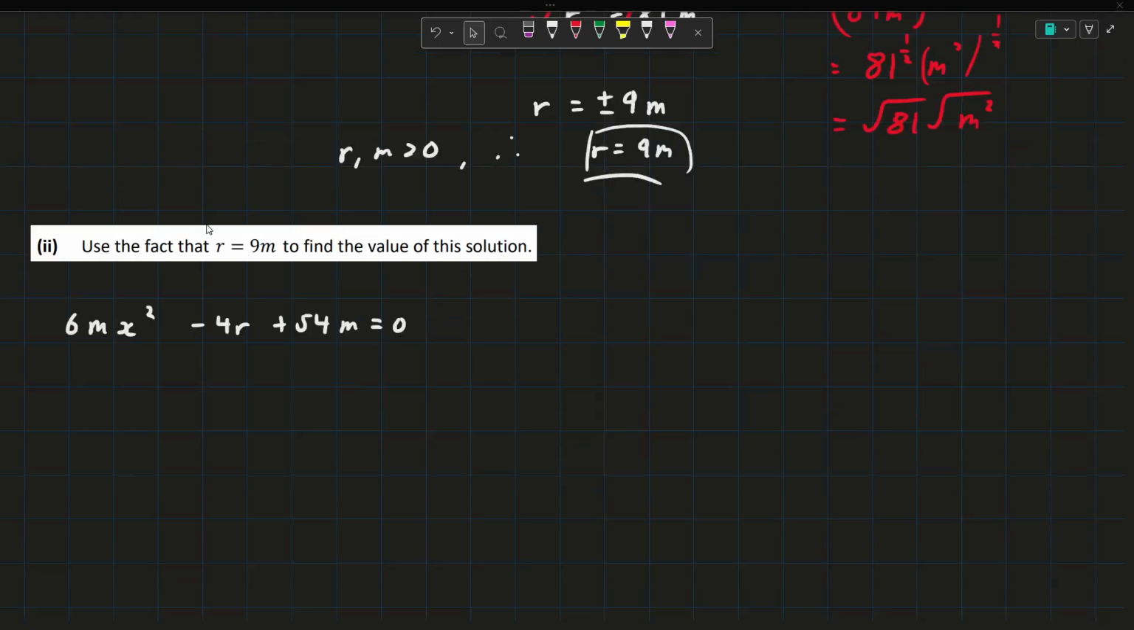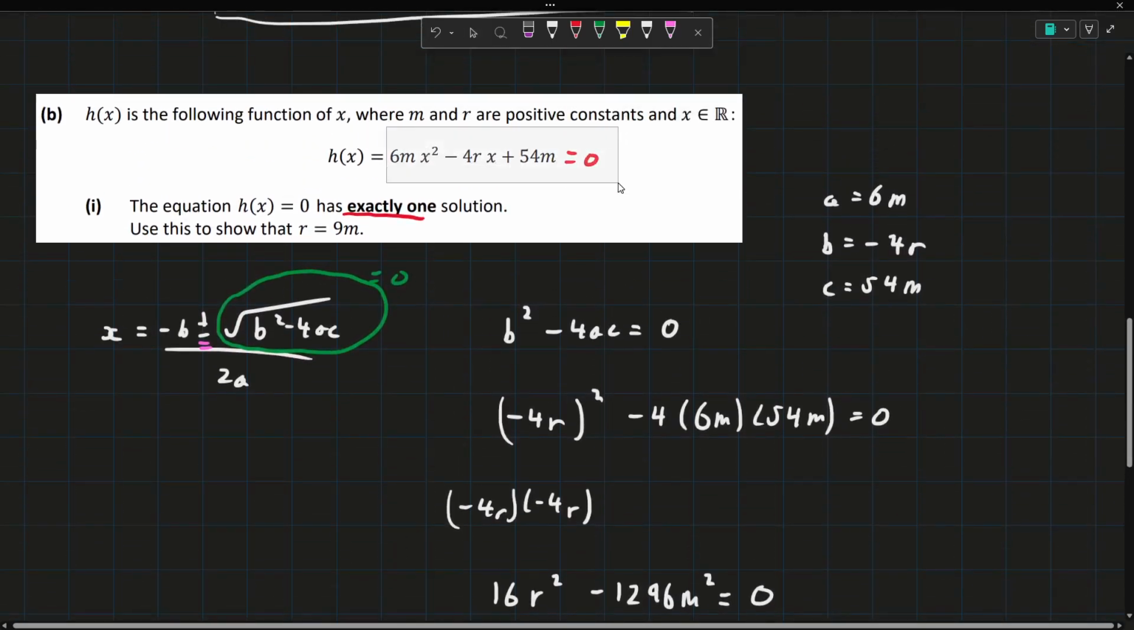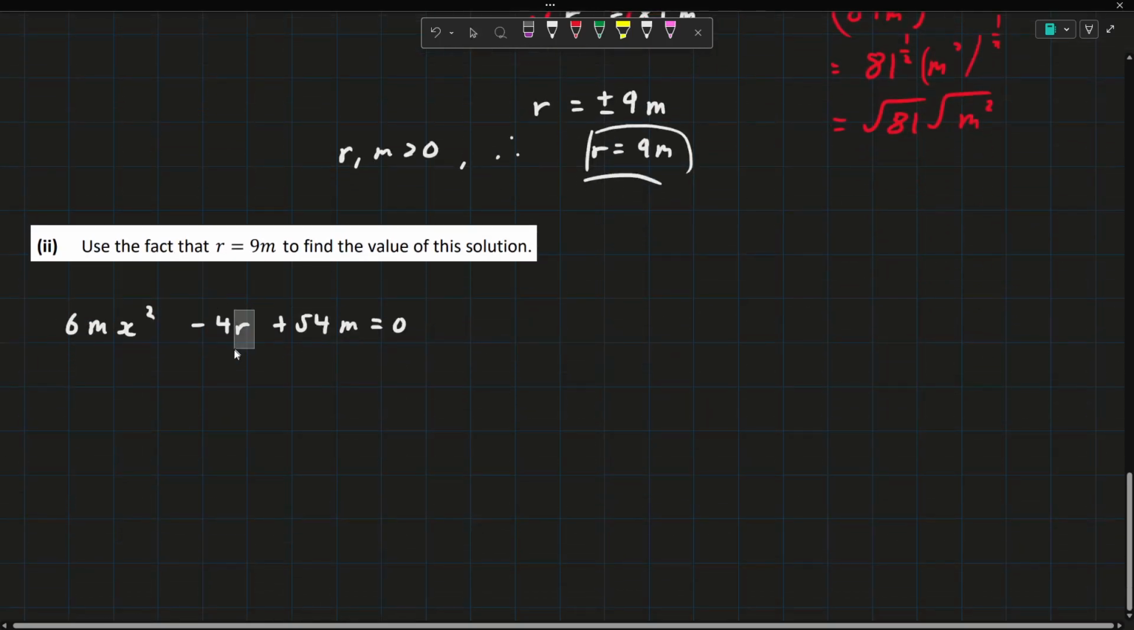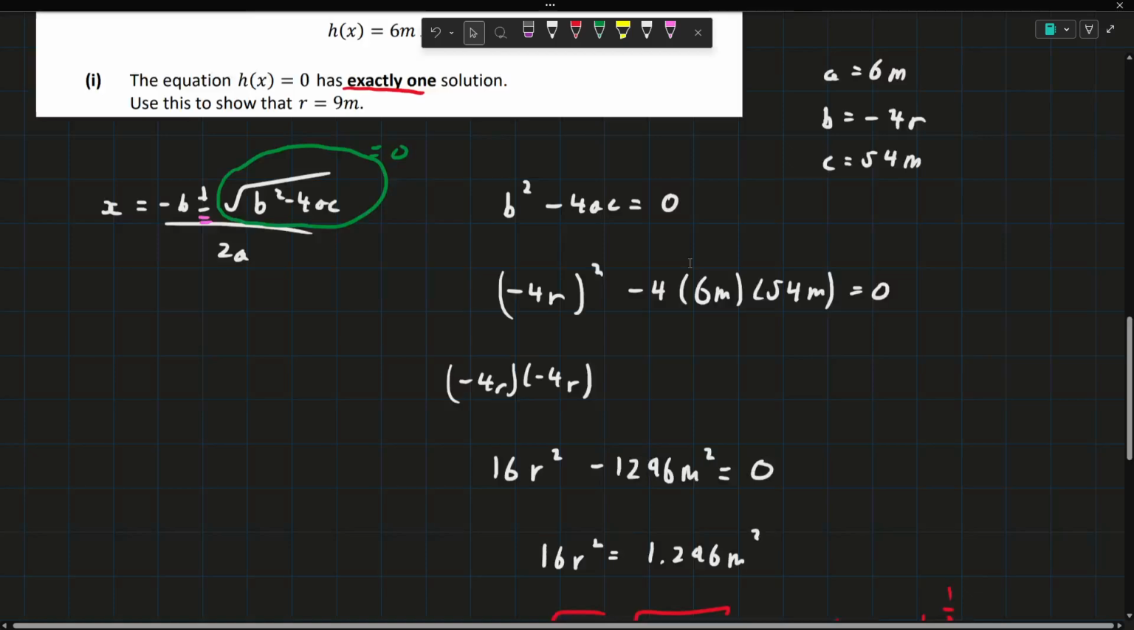Then it says use the fact that r is equal to 9m to find the value of this solution. I think the most straightforward way to do this is you have the original equation, right? Is this thing equal to 0? We can just replace that r with 9m. So what we can say is 6m x squared, then we'll have minus 4 times 9m. Sorry, there should be an x there. That's just from the question, by the way. I just forgot to write it in.